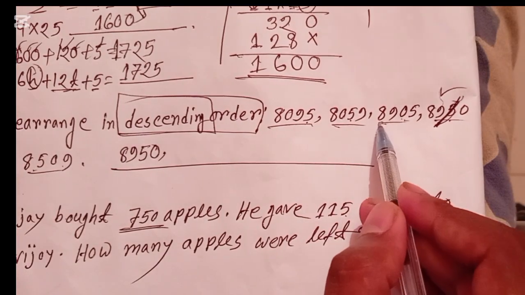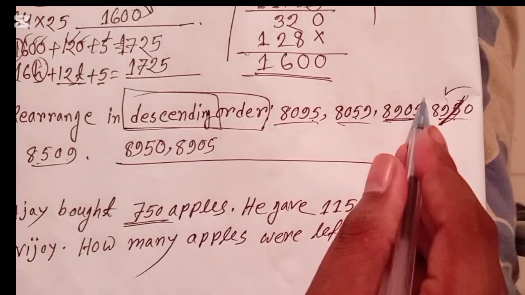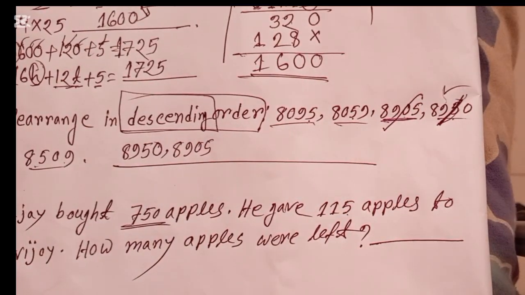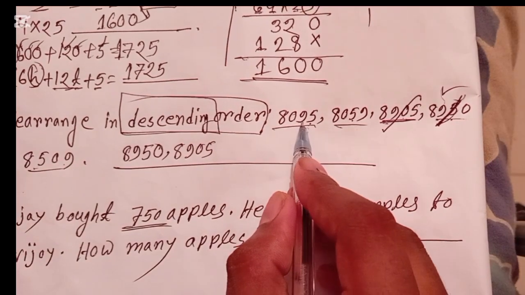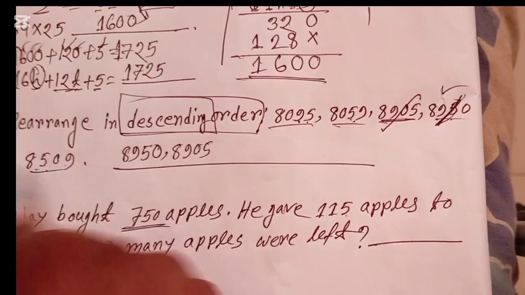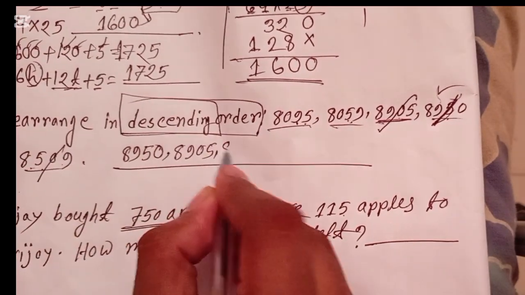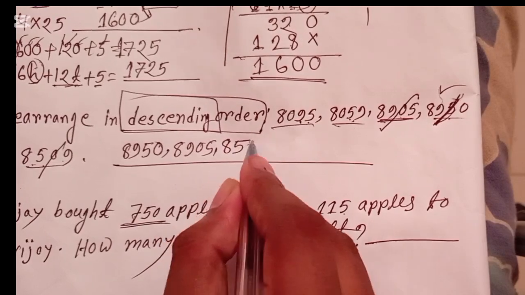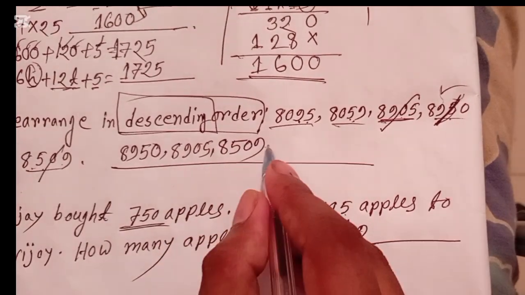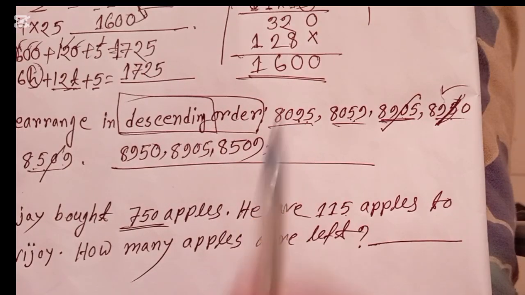Yes, 8905. Okay, got it. Then after that, which one is the biggest number? 8095, 8059, or 8509? Definitely 8509. So we write 8509. After that, we have only 2 numbers, 8095 and 8059.